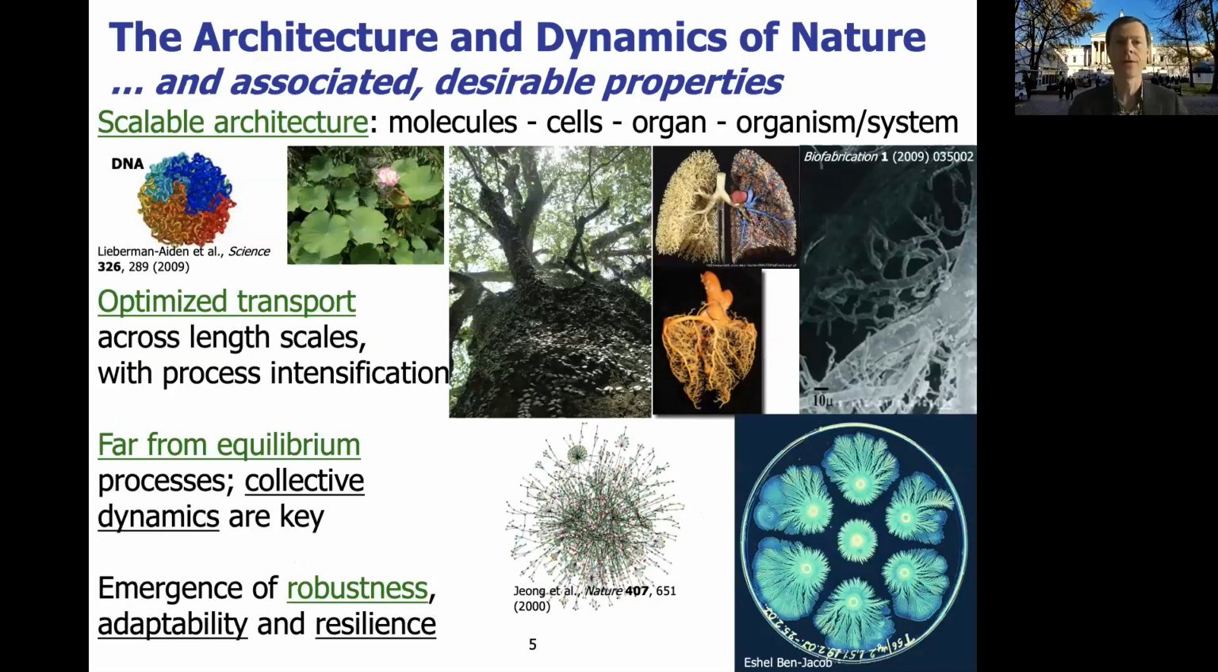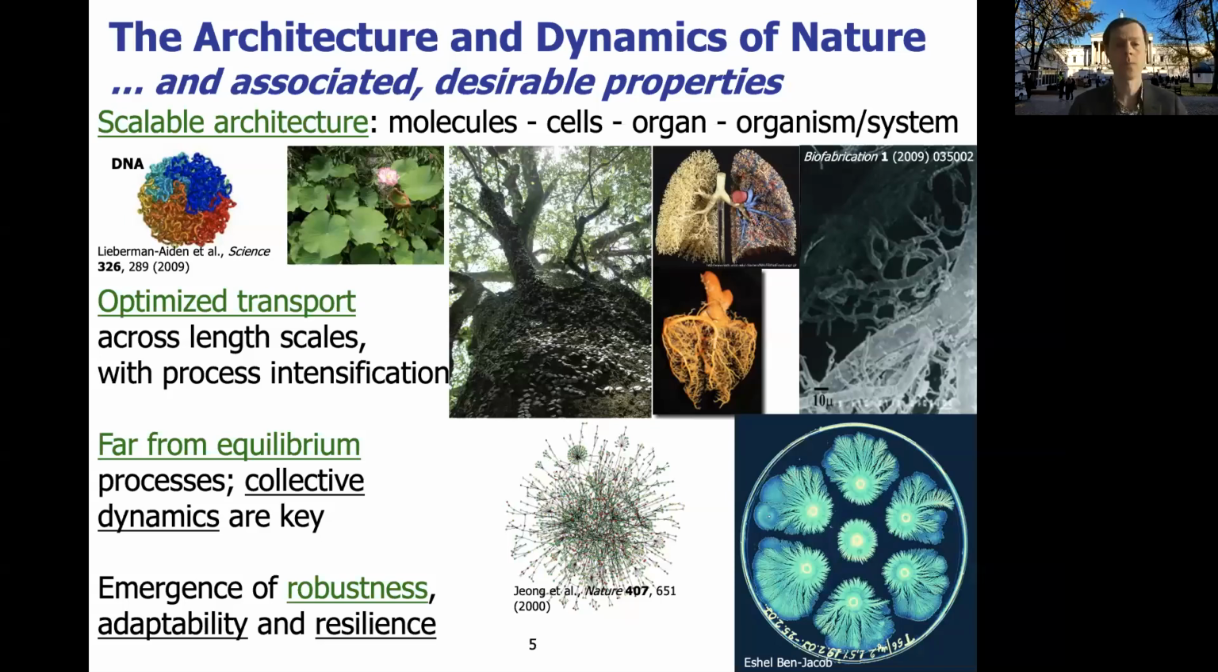So when we look at nature, there's an underlying architecture, structure, and dynamics of nature. And there are a number of desirable properties that are associated with that. One is the scalability of the architecture you see in nature. And this goes from the way that DNA is folded within the nucleus of a cell, the structure of cells themselves, organs, and entire organisms. In all of these, you have this hierarchical structure with transport across length scales, which is linked to reaction processes at a molecular level. And so this leads to so-called process intensification. So this very intimate connection of separations and reaction processes with very good scalable structures.